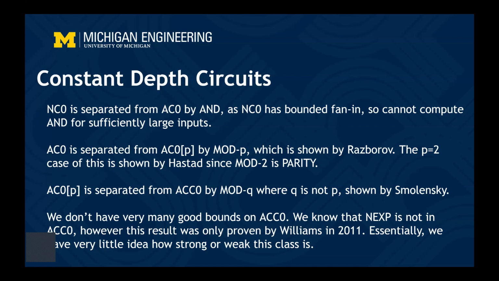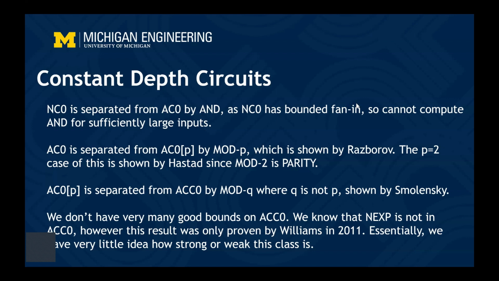And so AC0P is separated from ACC0 by mod Q, where Q is not P. Then this is shown by Smolensky. So obviously mod Q is in ACC0 because ACC0 can have any kind of mod M gate. So this shows that giving more kinds of mod gates is strictly more powerful.